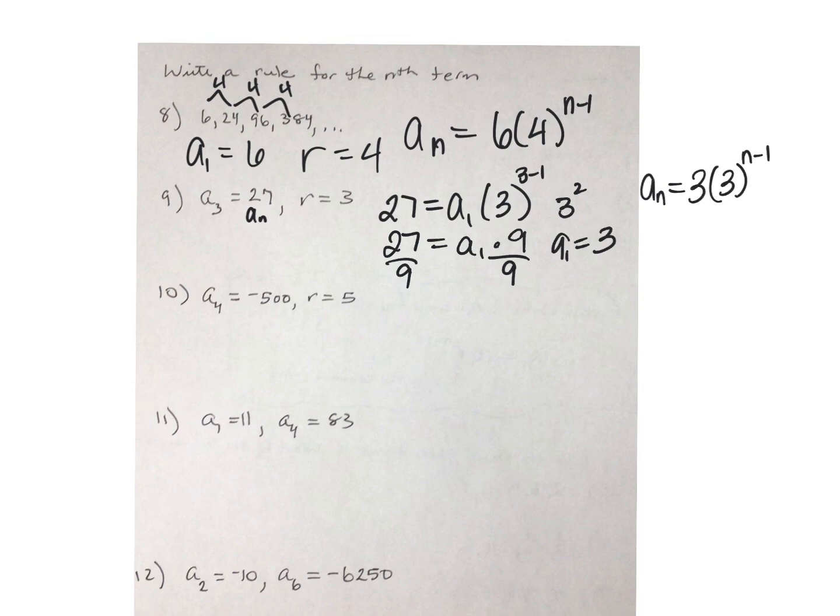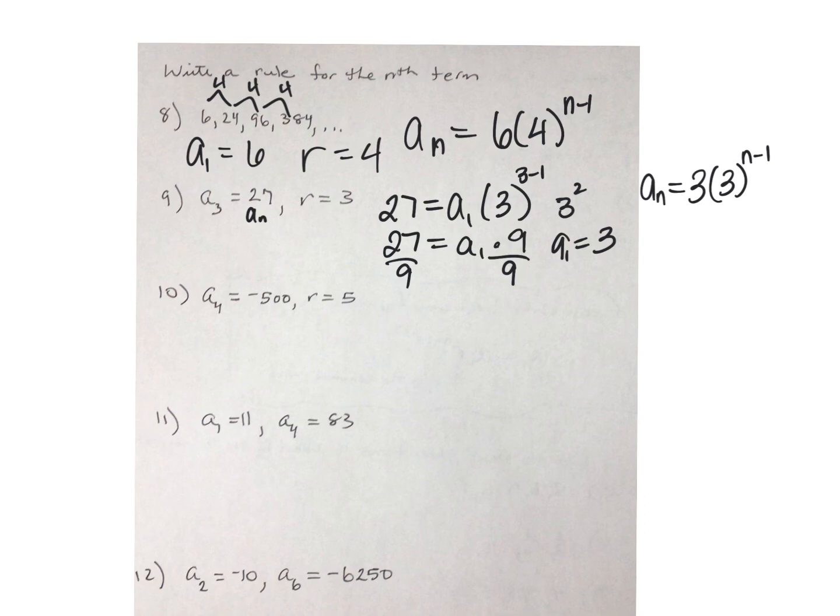3 times 3 to the n minus 1. Am I allowed to multiply those together? No, no, no. I have a variable in the exponent. Exponents have to come first, so I can't do the multiplication. Okay, go ahead and try number 10.